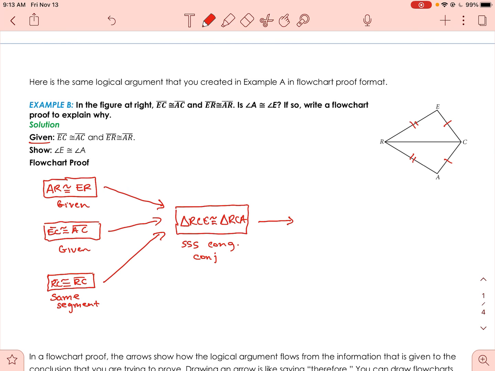Now, because we know those two triangles are congruent, that leads to our final statement. We can say that, in fact, angle E is congruent to angle A, which is what we wanted to show, and we can say that because of CPCTC.